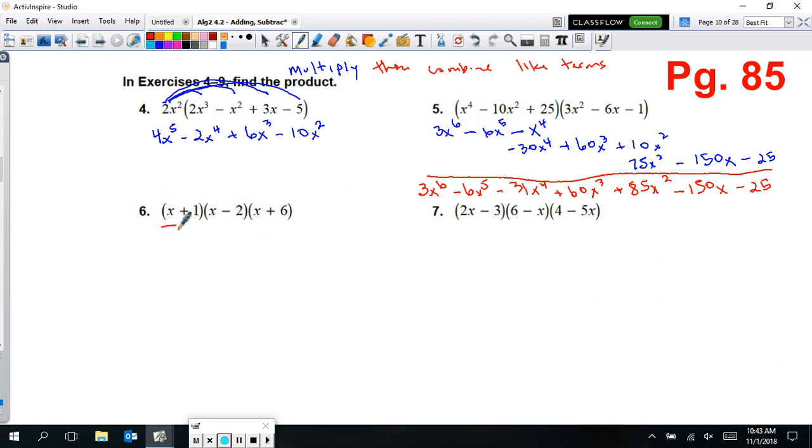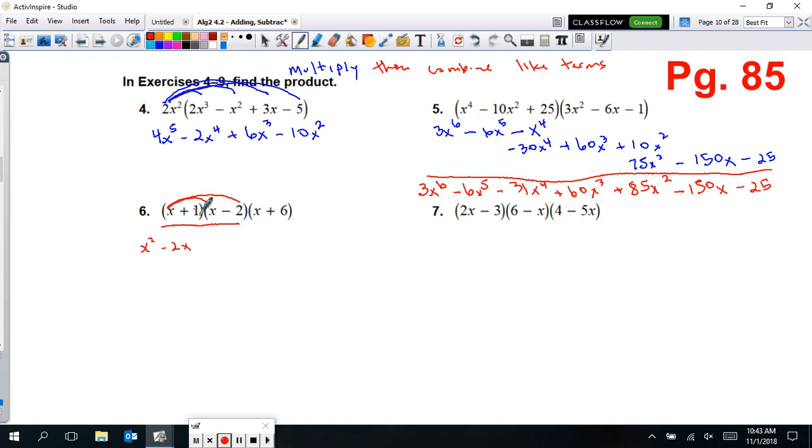Let's just start with the first two. We'll just do these first two here. So a little FOIL, or if you wanted to use the box, you can use the box and write it on the side. But x times x would be x squared. x times negative 2, so I'm distributing: I did x times x, then x times negative 2. So that's going to be just a negative 2x.